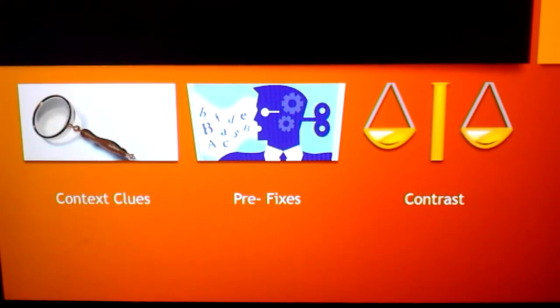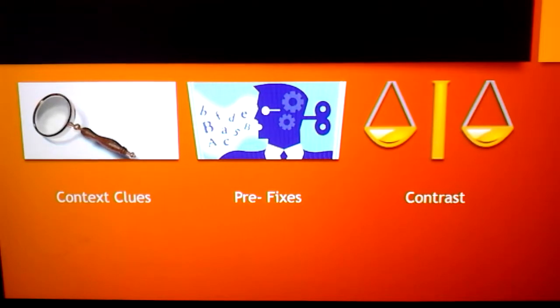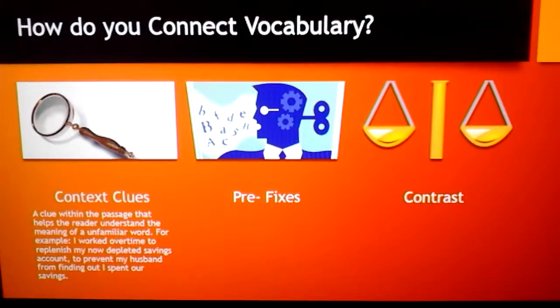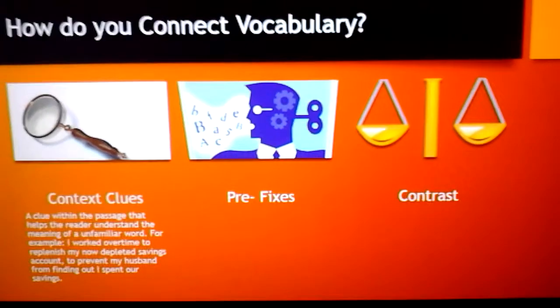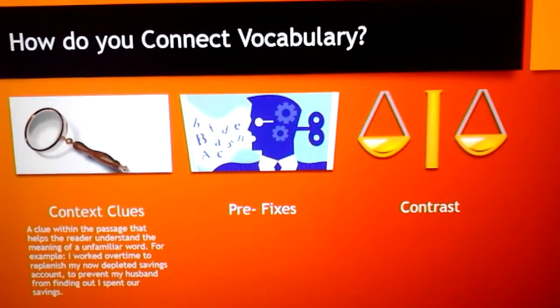The first thing is context clues. Yeah, we're going to be a detective. We're going to read what we have. Read in between the lines. Read what's showing in the passage. So it's a clue within the passage that helps readers understand the meaning of unfamiliar words.